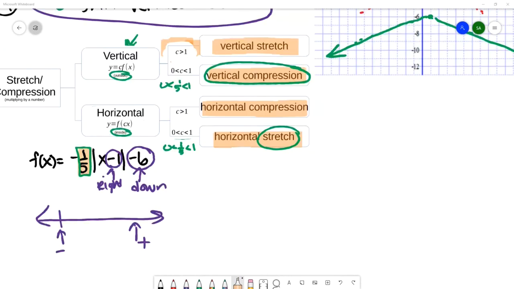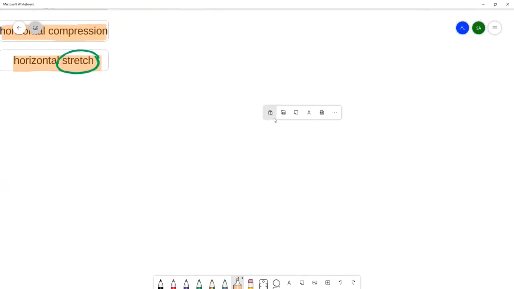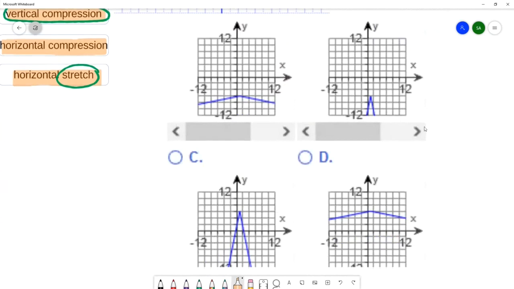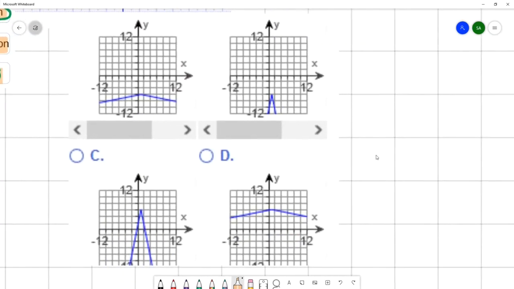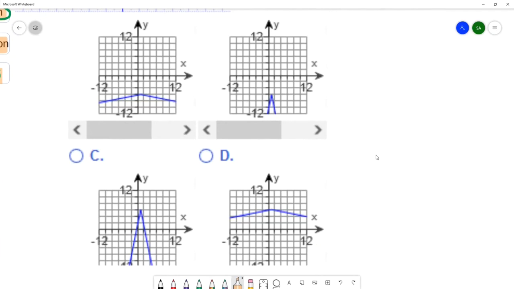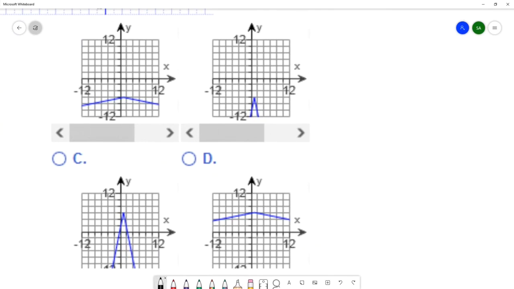Okay, so I'm going to continue a little bit more with this question. This question came from a multiple choice question that gave us a few graphs. So I thought I'd talk about for a moment deciding which graph we would choose for this. So if you remember, we're dealing with the function f of x equals -1/5 absolute value of x minus 1, minus 6.